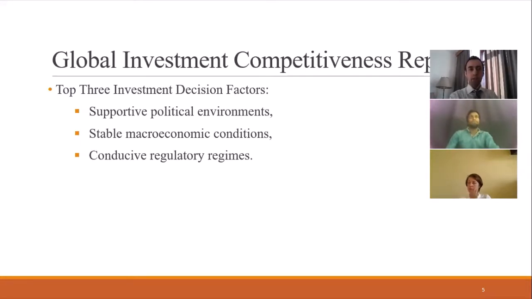According to this survey, the top 3 investment decision factors are supportive political environments, stable macroeconomic conditions, and conducive regulatory regimes. Foreign investors said that supportive political environments and stable macroeconomic conditions are even more important than low taxes, low labor and input costs, or access to natural resources. So this is where our first recommendation comes from. If we are facing a decline in FDI inflow in our country, the first thing that we need to consider is the risk in our country.